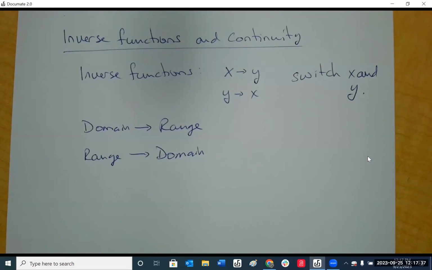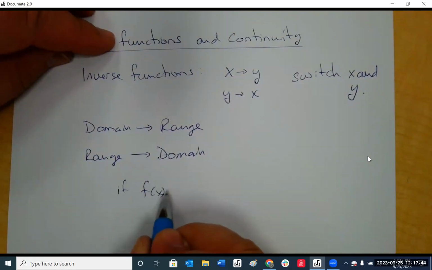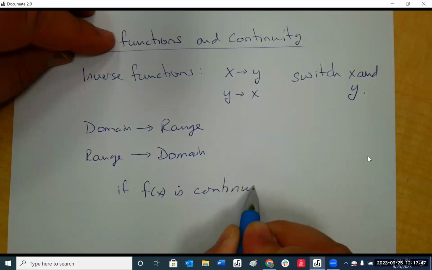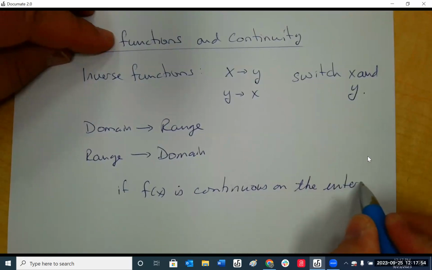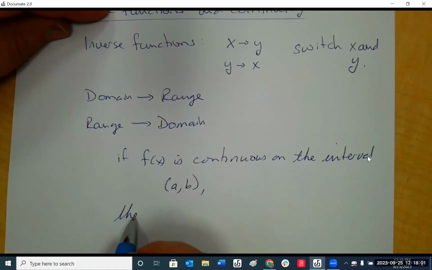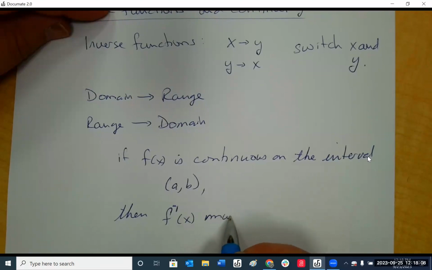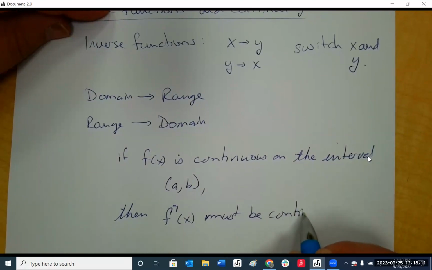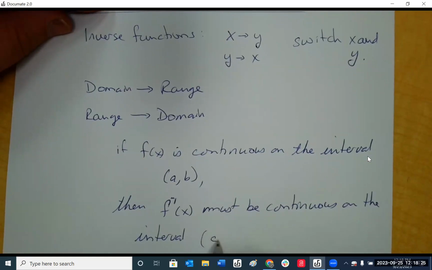I think here's an example for this. If f of x is continuous on the interval AB, then its inverse must be continuous on the interval CD.